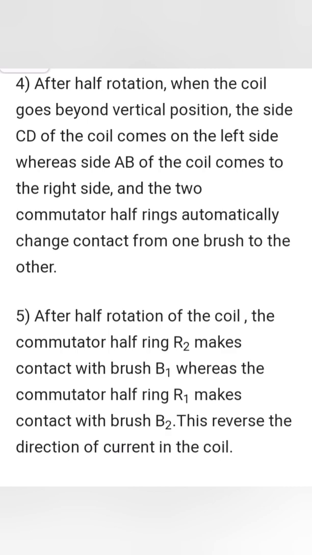Yes, now after half rotation, the coil is going to change the position. CD comes to the left, AB moves to the right. The two commutator halves automatically change the contact with the brushes. So now what will happen? The direction of the current will also reverse as the contact of the brushes has changed with the commutator.